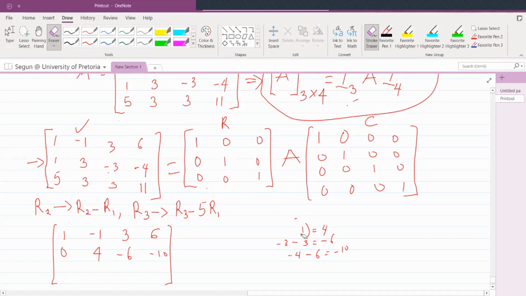That is why I put it. Nobody is interested in this side corner of calculation that I did, arithmetic. So the next thing is row 3. The first element in row 3 is 5. Minus 5 multiplied by 1. 5 minus 5 is 0. Put it there.